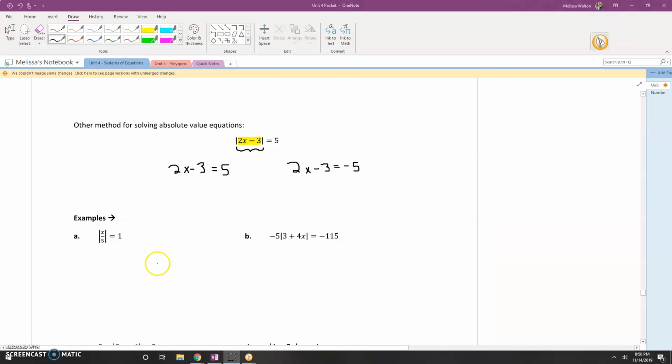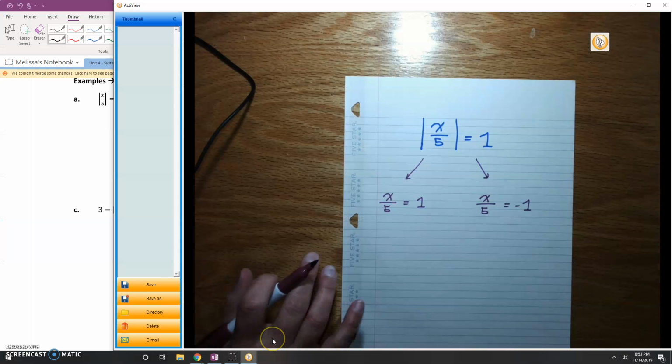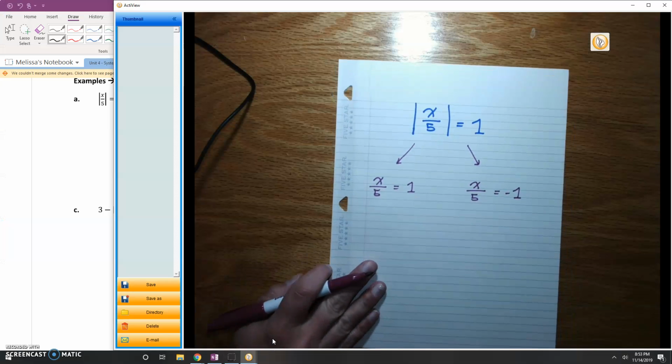Here's what I've got for my next problem. I have absolute value of x over 5 is equal to 1. I want to know, what are the two values of x that would make this true? So, Mr. Parsons, go ahead and pause the video. Students, I want you to find what two values of x would make this a true equation. So, go for it.